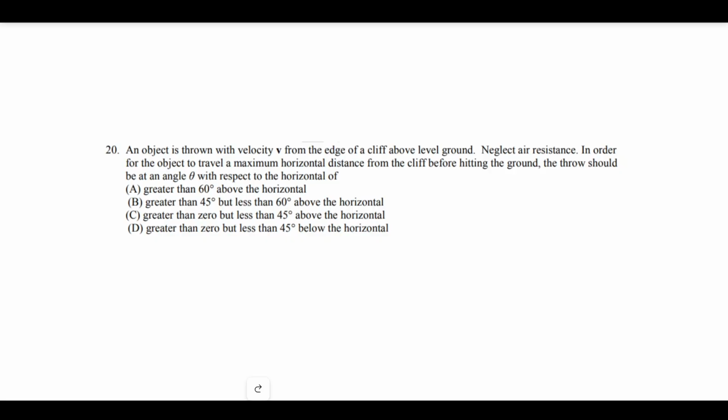It says an object is thrown with velocity v from the edge of a cliff above level ground. Neglect air resistance. In order for the object to travel a maximum horizontal distance from the cliff before hitting the ground, the throw should be at an angle theta with respect to the horizontal of, and then we have our answer choices. So before going through the problem, there's one thing we need to know.